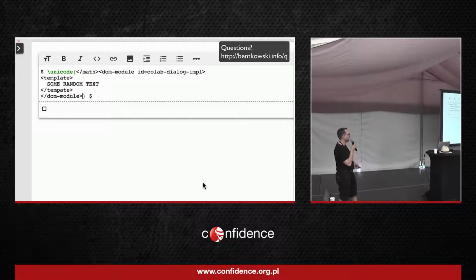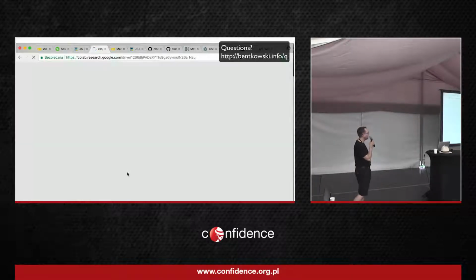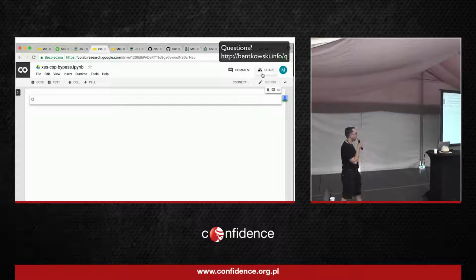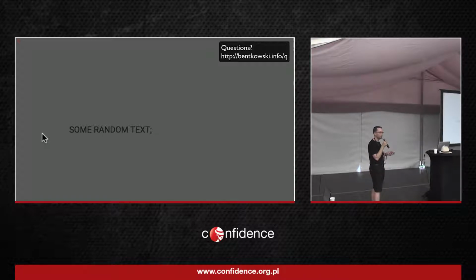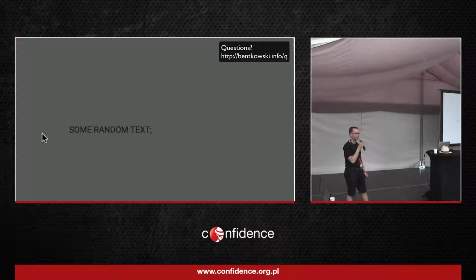And we will see that when we press the share button, then we will not see the original share button window, but we will see just some random text. Let's have a look. I need to refresh the page, then press the share button, and as you can see, there is some random text. So I was actually able to bypass the original element of Colab dialog imp.